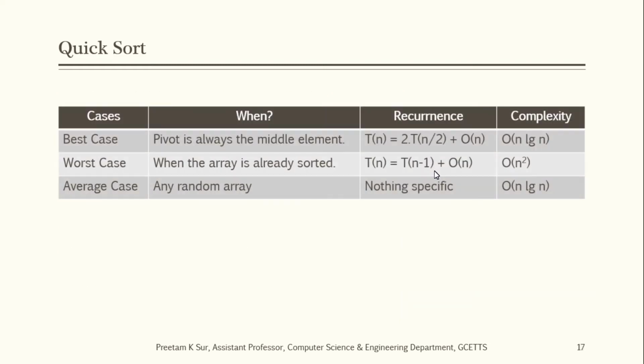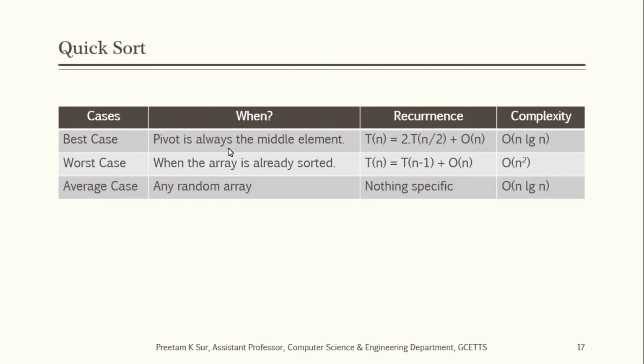Coming to the time complexity of quick sort. Quick sort performs the best when the pivot element is always the middle element. It means that the pivot element is the middle element of the array for every recursive call. So when you call quick sort for the very first time, the pivot has to be the middle of the array, in the best case.